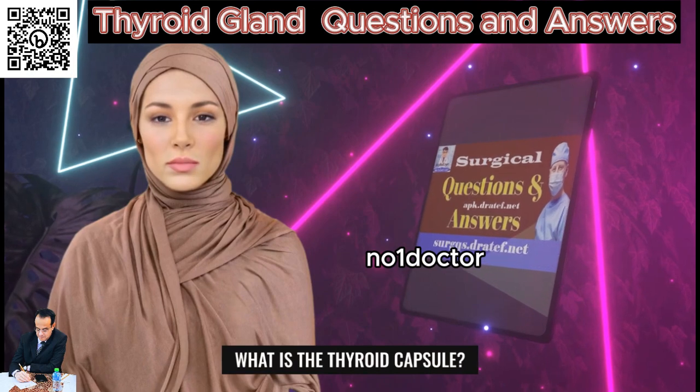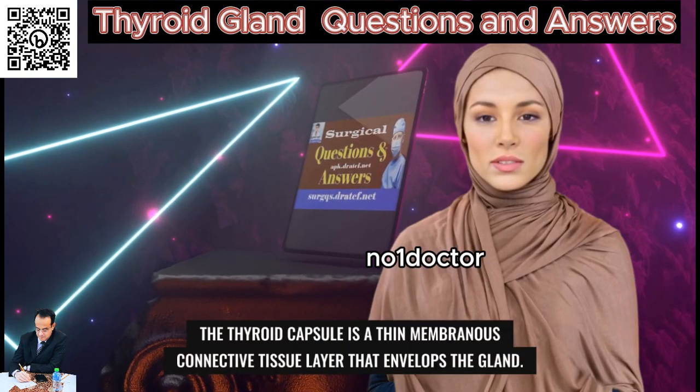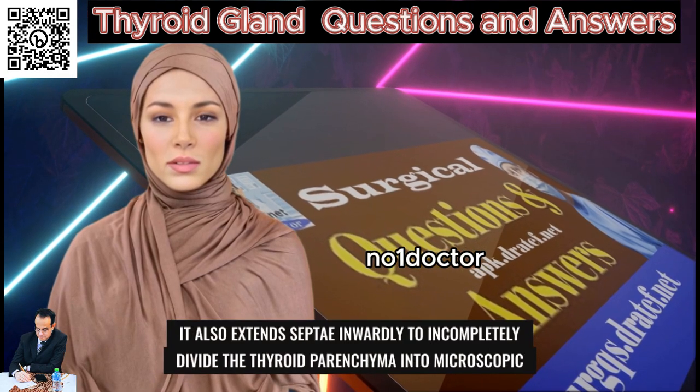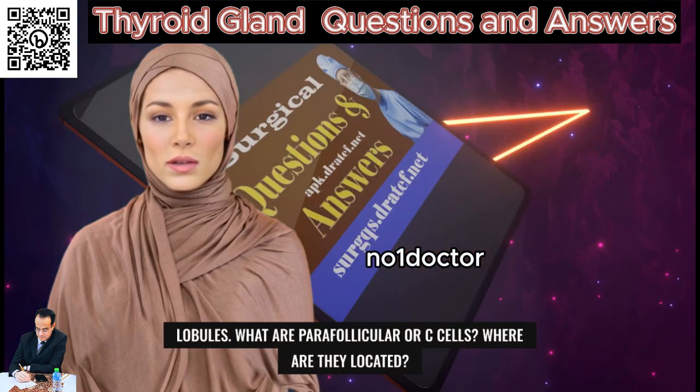What is the thyroid capsule? The thyroid capsule is a thin membranous connective tissue layer that envelops the gland. It also extends septa inwardly to incompletely divide the thyroid parenchyma into microscopic lobules.